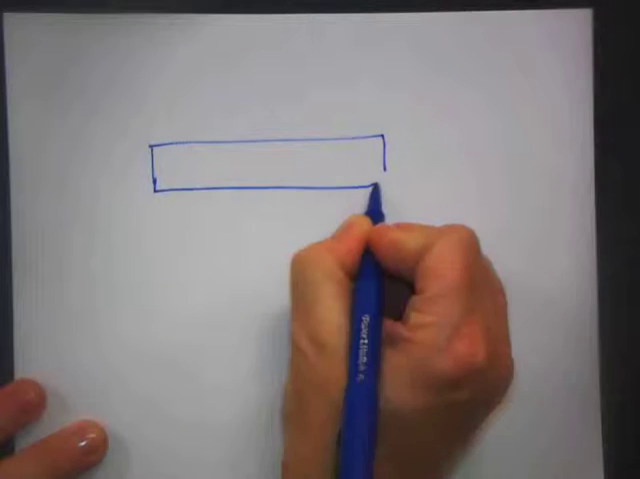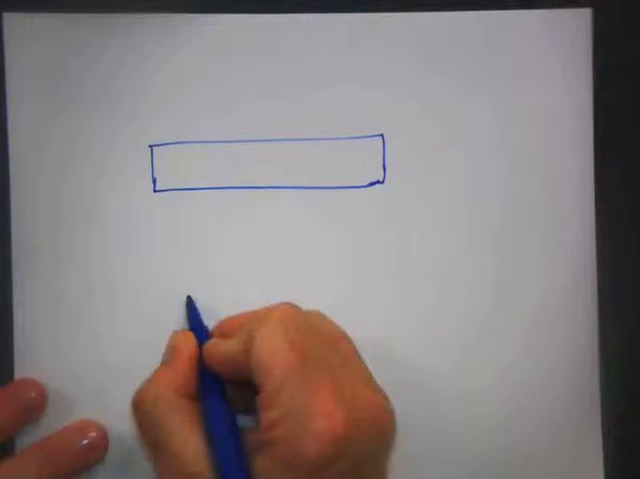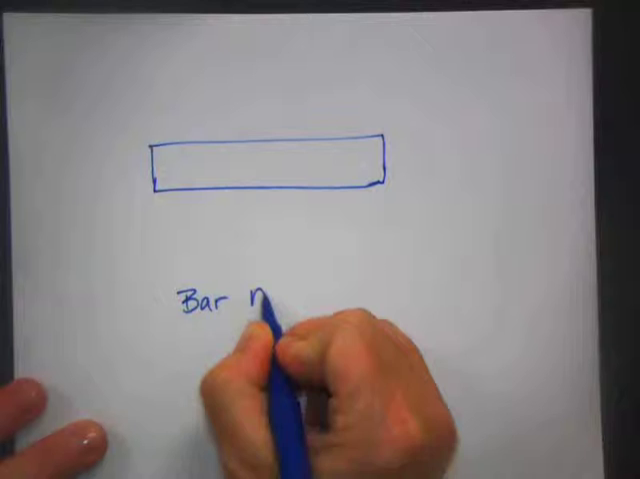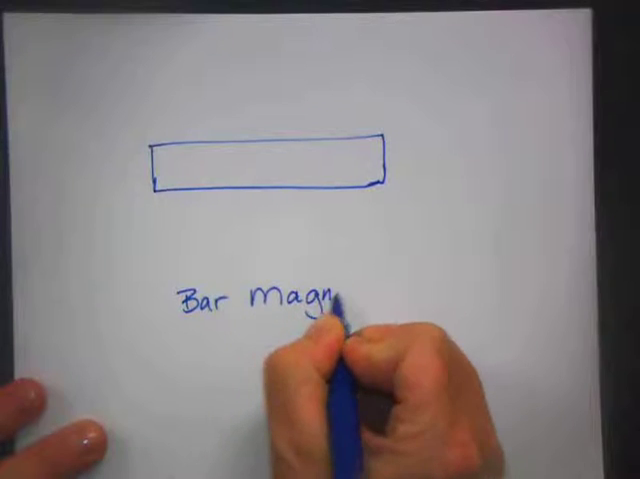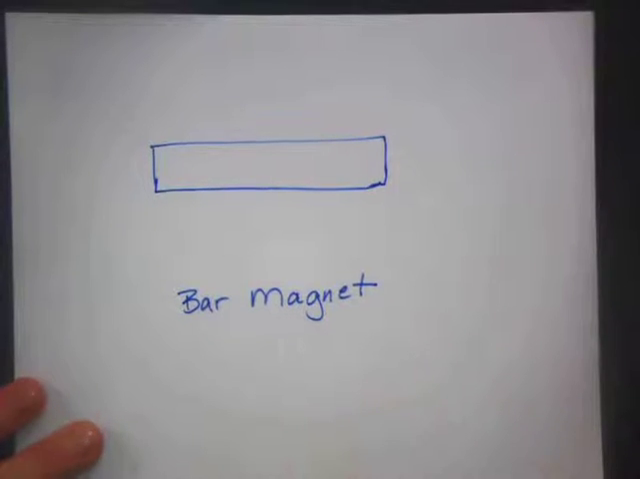So magnets have a field around them just like charged objects and just like gravitational objects. And there is a direction that's assigned to that magnetic field. So we're going to start with something simple. We're going to start with a bar magnet, okay? Starting with a bar magnet.